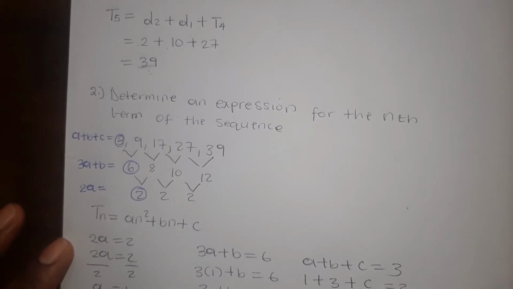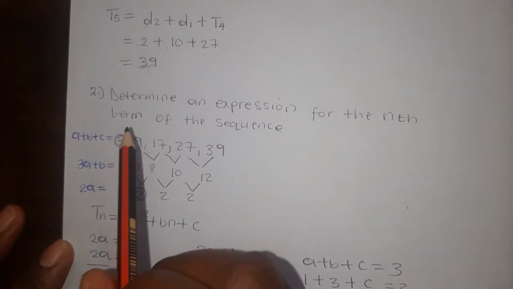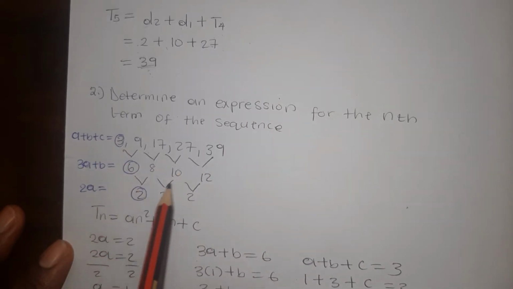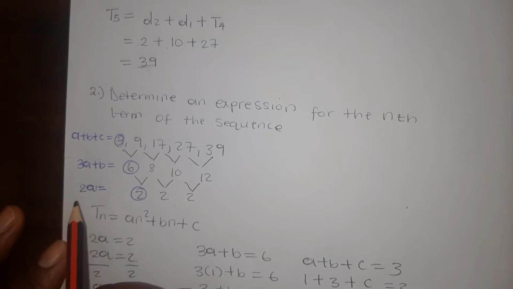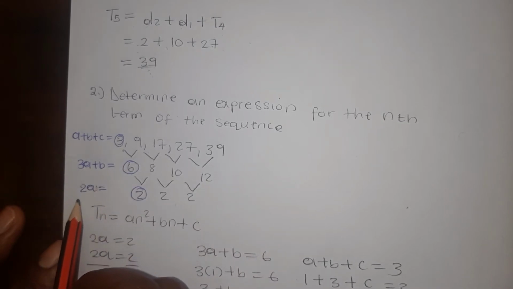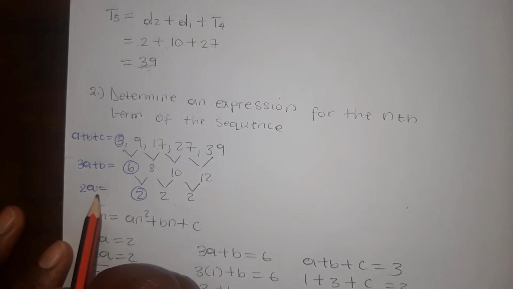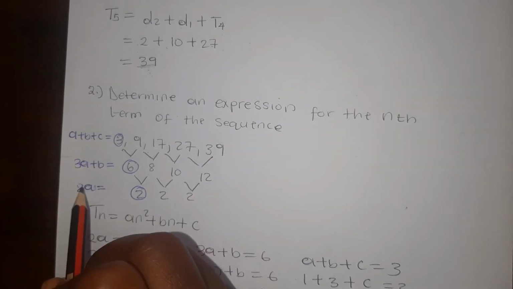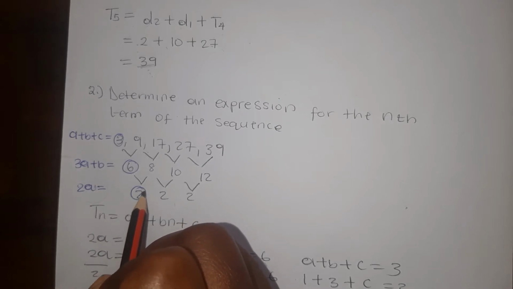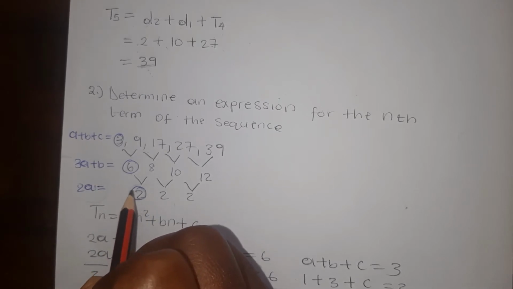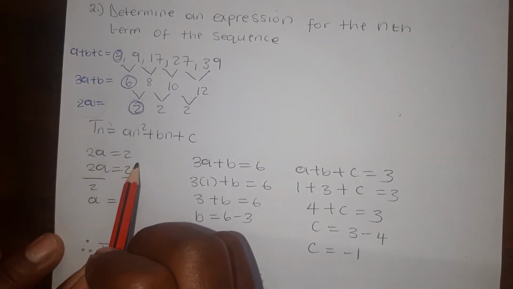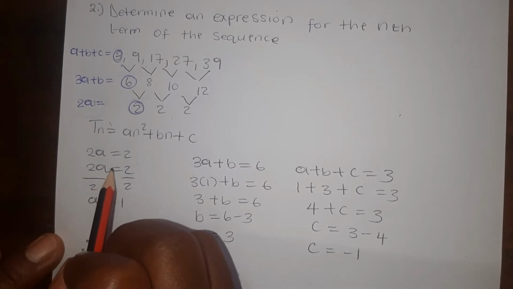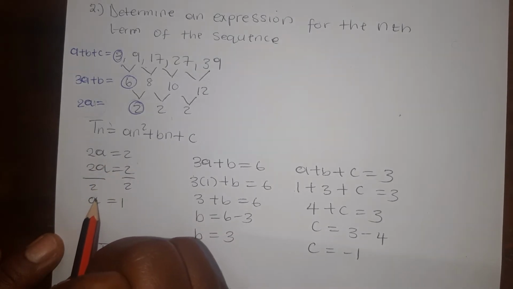Okay guys, as I said before, this is our first difference, this is our second difference. So you should know these three formulas by heart. We are going to first start by calculating A. When we calculate A, we make the first term of our second difference equal to 2A. So 2A is equal to 2, and then 2A over 2 is equal to 2 over 2, which will give us A is equal to 1.